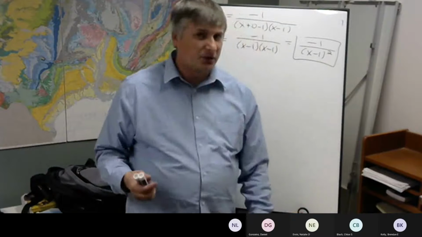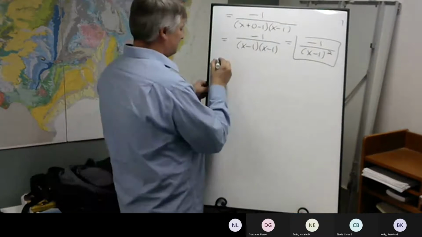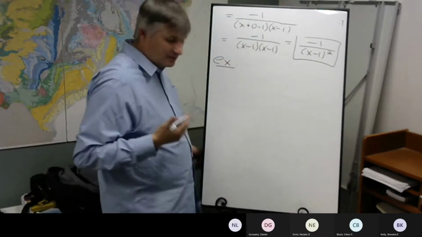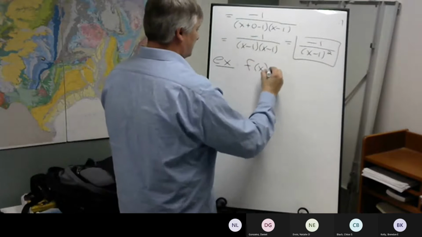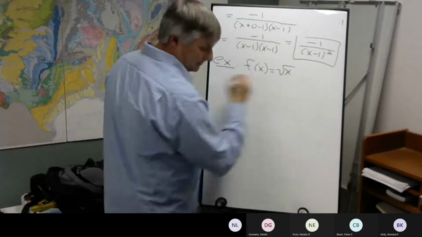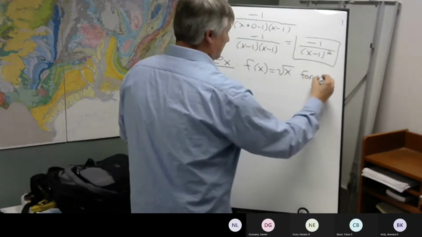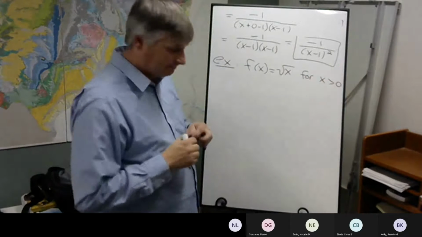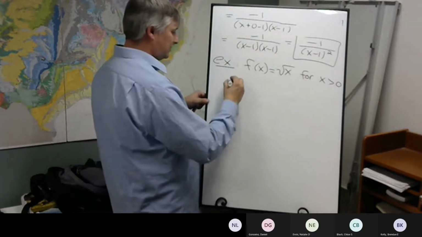Let's take a look at that alternative formula. So why would you even come up with this? So this is going to be example 2. And our f of x is the square root of x. And let's see, so x greater than 0.